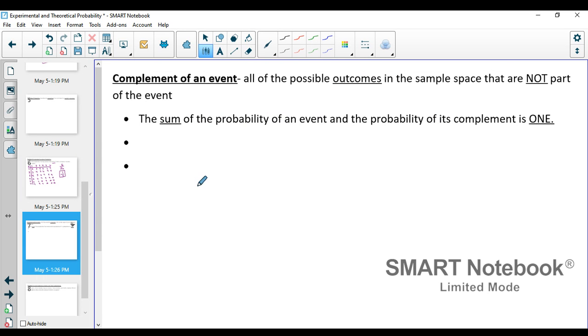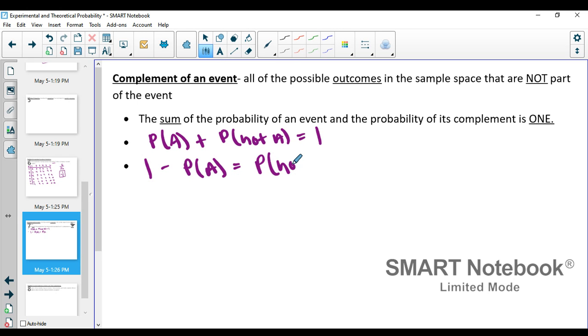All right, so with probability, there's something called the complement of an event, and it's all of the possible outcomes in the sample space that are not part of the event. So the sum of the probability of an event and the probability of a complement is 1. So you can write it as the probability of A plus the probability of not A equals 1. Or we can rearrange it and do 1 minus the probability of A equals the probability of not A.